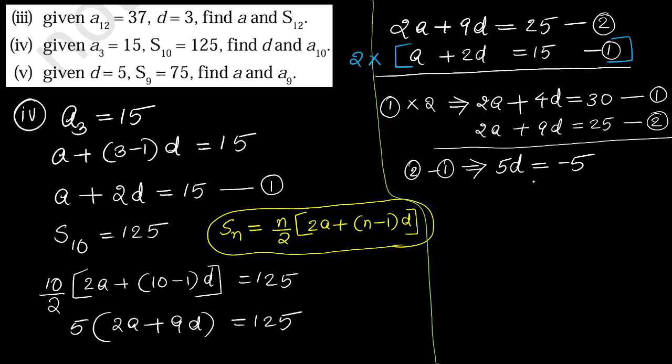The 5 goes to the other side. d equal to minus 1. I want to find out d, as mentioned in the question. Till this step, if you are 100% clear, please raise your hand.